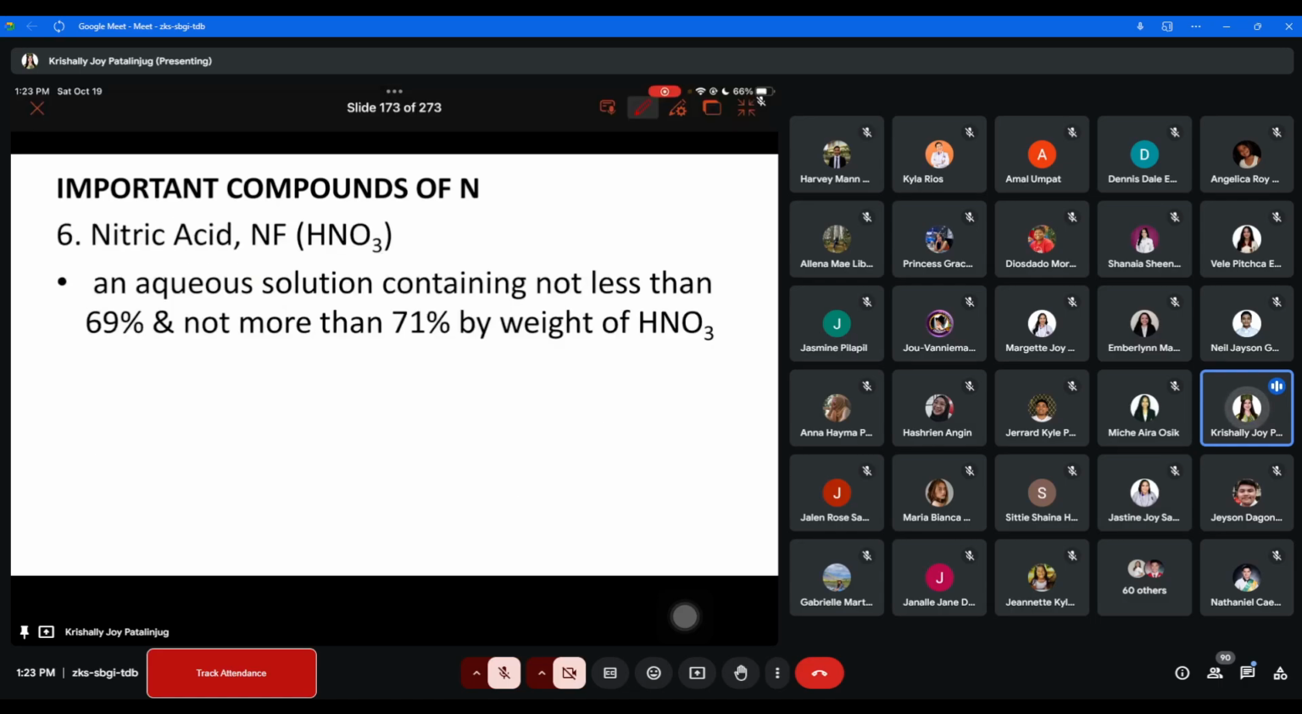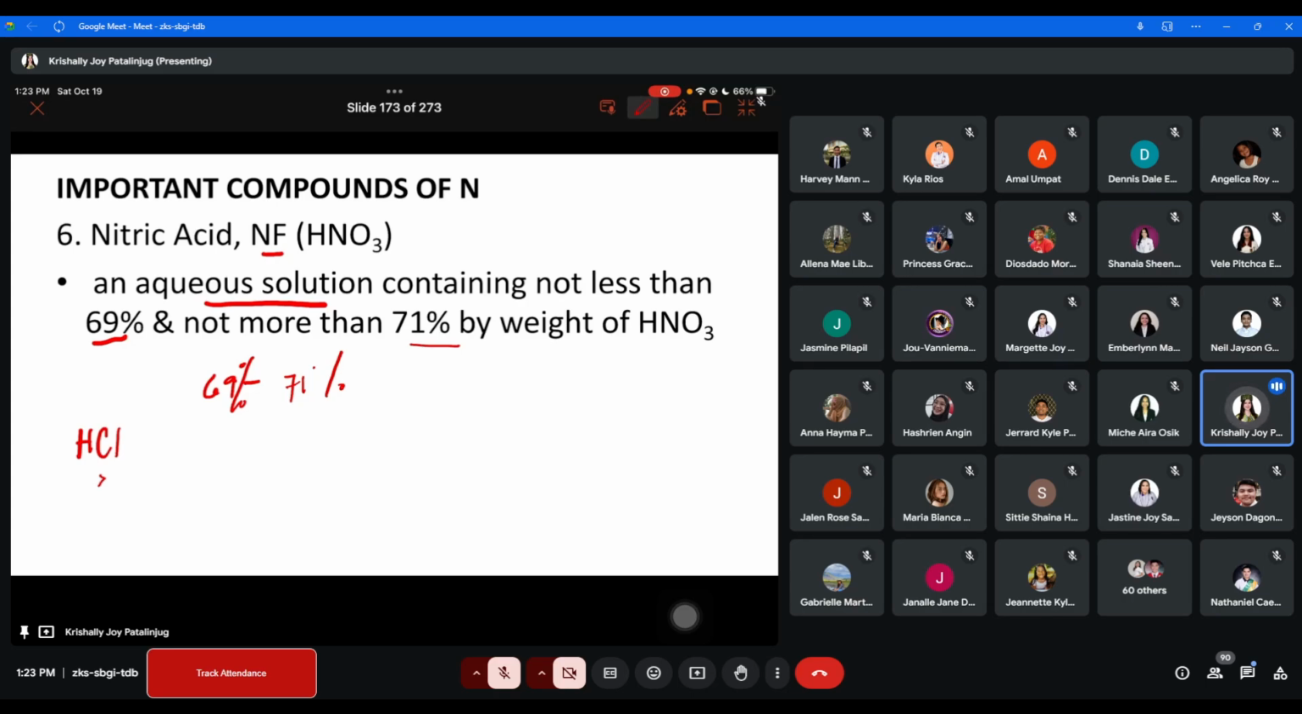Okay, and then an acid, nitric acid, National Formulary. Kindly take note of the standard percentage by weight of this acid in aqueous solution. So the standard is 69% to 71% yung concentration ng nitric acid in aqueous solution. So 69 to 71%. Then kindly add yung difference niya with the other common acids.